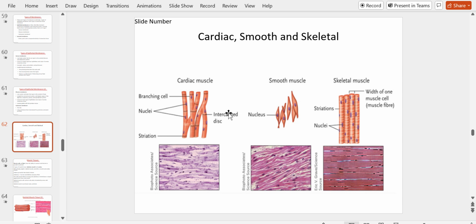Muscle. Here we've got the three kinds of muscle. You have skeletal, which is voluntary, very strong, and short-lived. You have smooth muscle, which is involuntary, not strong, very long-lived, and cardiac muscle, which is a combination of these two. It is involuntary, very strong, and long-lived.